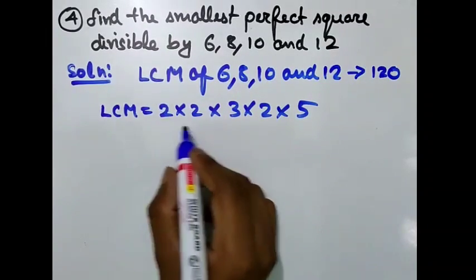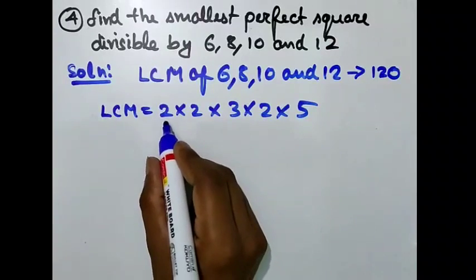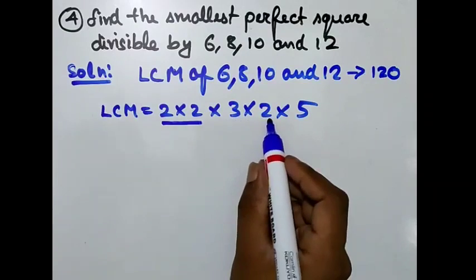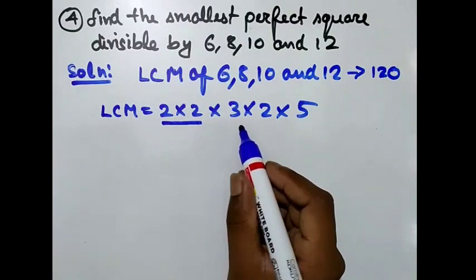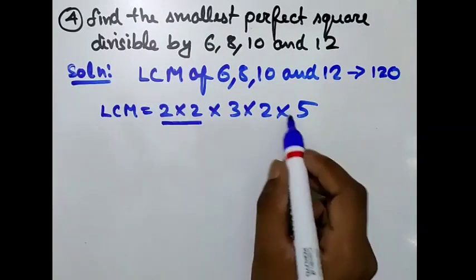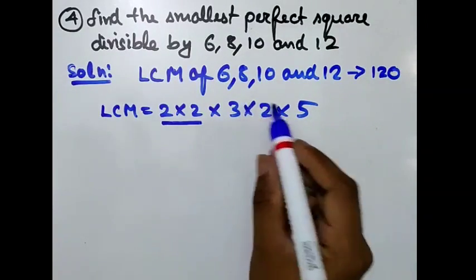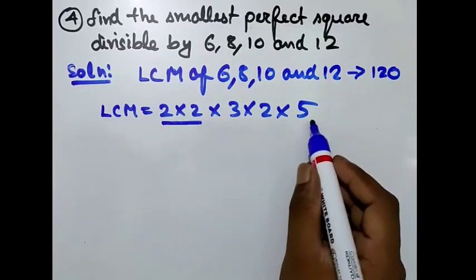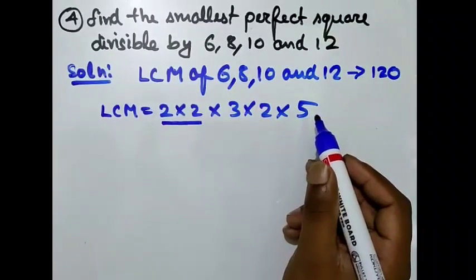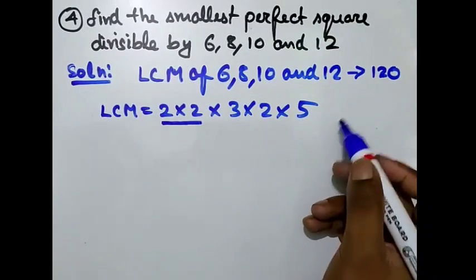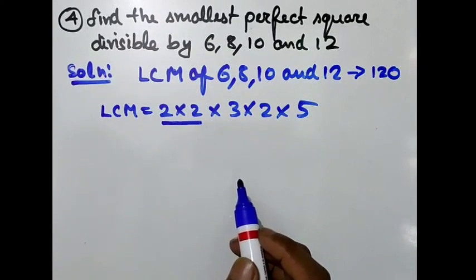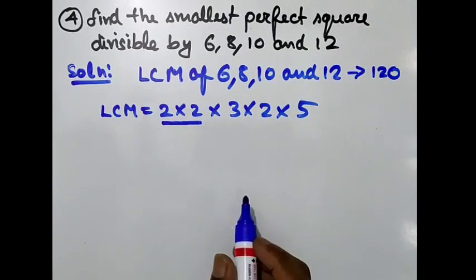Now look at the pairs that we can form here. We see that 2 has a pair, but 3, 2 and 5 don't have any pairs. So we are short of another number, or you can say a pair for these numbers. So 3 times 2 times 5 is 30. So we are short of 30. So if I multiply 30 to this number, the entire number will become a perfect square number, right?